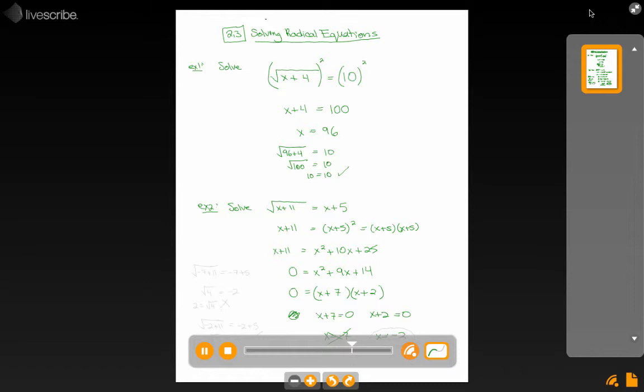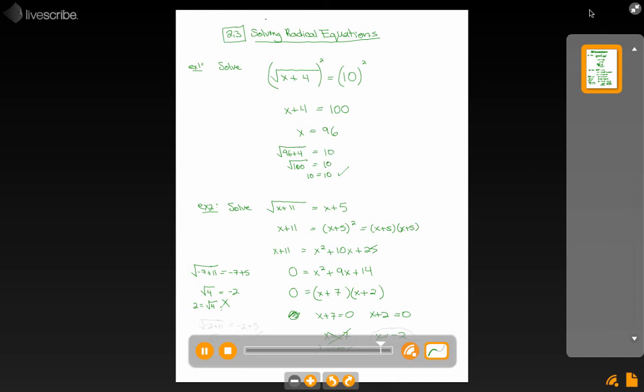X equals negative 2. Now if you stop there, you will have missed something important in this question, which is that not necessarily both of these answers are going to work. So let me try the first one. Does the square root of negative 7 plus 11 equal negative 7 plus 5? So does the square root of 4 equal negative 2? And the answer is no, because the square root of 4 is 2. So this answer is what they call extraneous. It's not that we made a mistake in coming to that answer. When we squared both sides of the equation, our negative signs got kind of erased in a way, and so that does not actually satisfy the original equation.